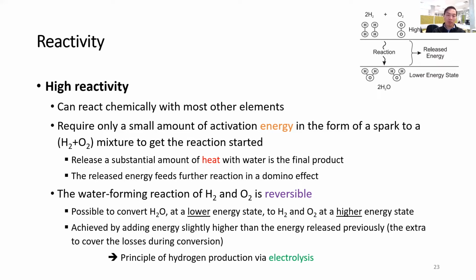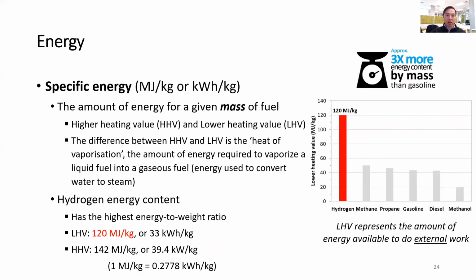And of course, it can only be termed clean when your hydrogen is produced from renewable sources, as we saw in the first couple of slides of my talk. So in terms of energy, we're going to talk first about the specific energy, which is the energy that you would acquire if you, say, burn a kilogram of hydrogen. It can either be in megajoule unit, or it can be in kilowatt hour unit, and there's a conversion between the two units.